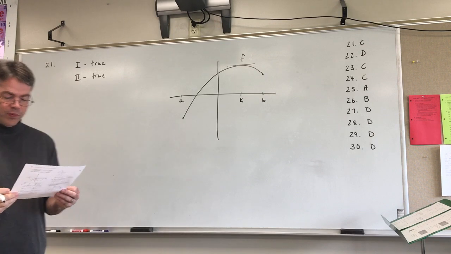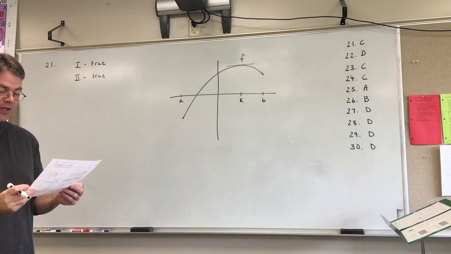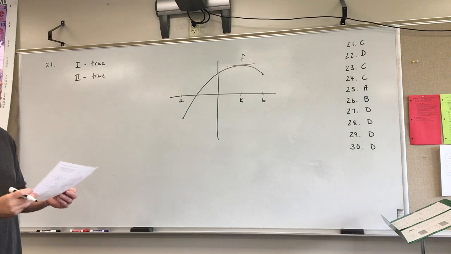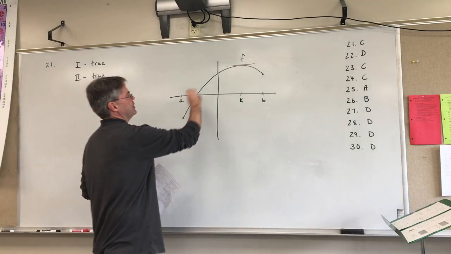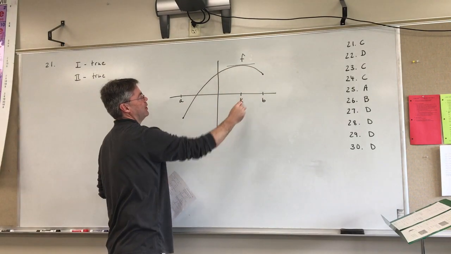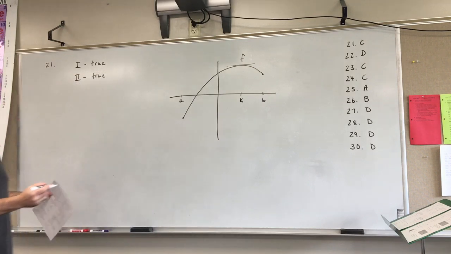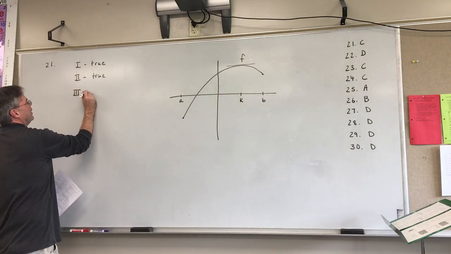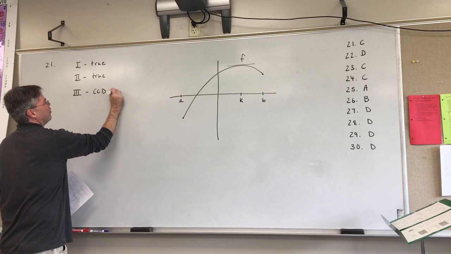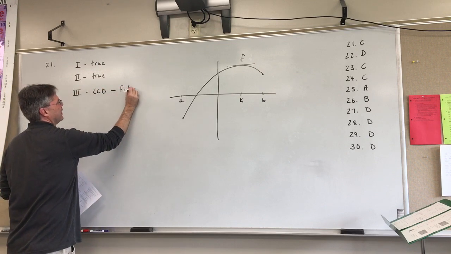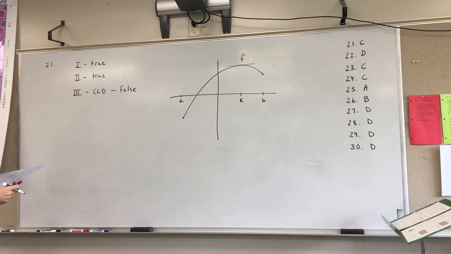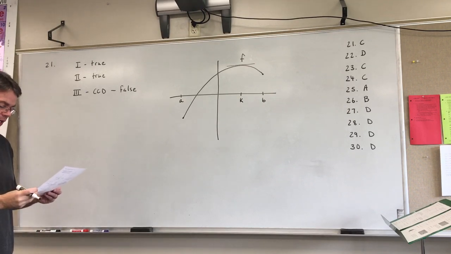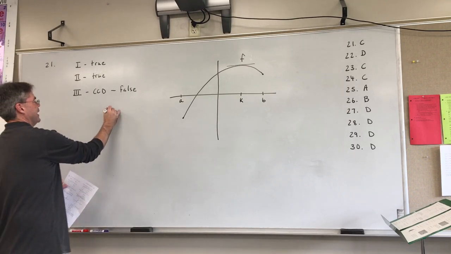And then part 3 says the second derivative is greater than 0. Well, this entire graph is concave down. So the second derivative is going to be negative. All right, so it's concave down, so false. So 1 and 2 are true, and the answer is C.